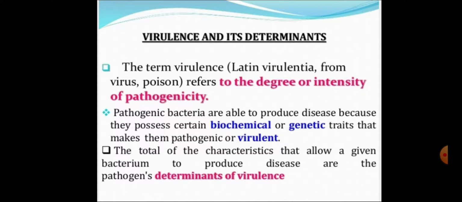Now, virulence and its determinants. The term virulence is from the Latin virulentia, from virus, and refers to the degree or intensity of pathogenicity. Pathogenic bacteria are able to produce disease because they possess certain biochemical or genetic traits that make them pathogenic or virulent. The total of the characteristics that allow a given bacterium to produce disease are called the determinants of virulence.